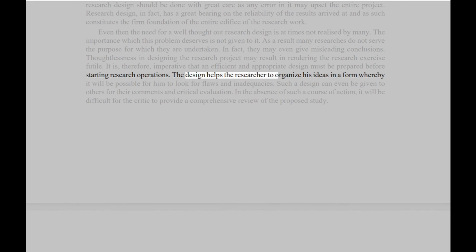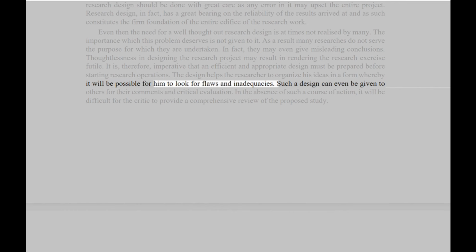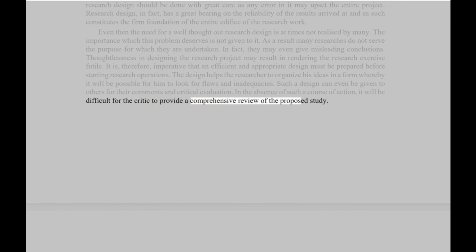The design helps the researcher to organize his ideas in a form whereby it will be possible for him to look for flaws and inadequacies. Such a design can even be given to others for their comments and critical evaluation. In the absence of such a course of action, it will be difficult for the critic to provide a comprehensive review of the proposed study.